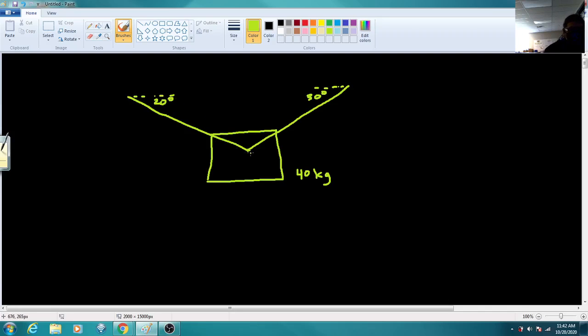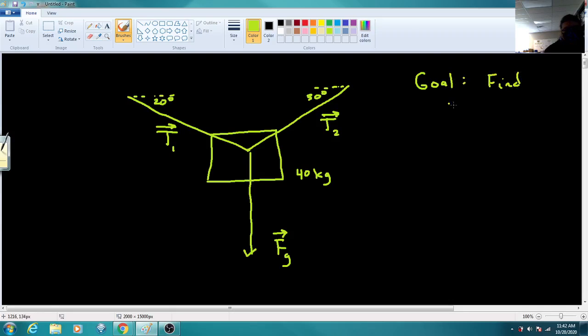And there's gravity pulling directly down on this. So I'll call that a force due to gravity. And we're going to say that this cable has tension 1. I'm going to call this tension 1, and this one here has tension 2. So a couple things here. What our goal is, to find tension 1 and tension 2 in this setup.